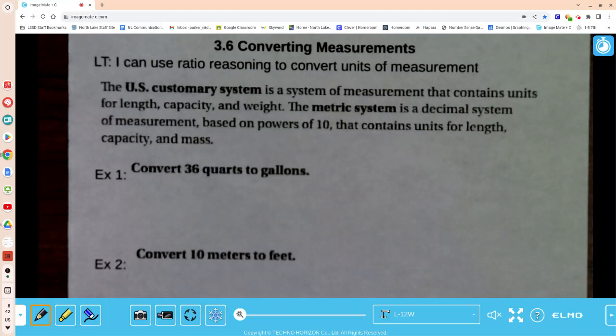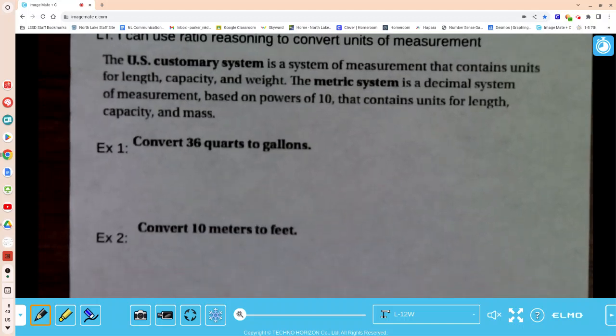So today we're going to talk about how to not only convert measurements within a system, but between the two systems. So if you're driving in Canada and you're coming from the US, our speedometer is going to talk about miles per hour, but you go up to Canada and now it's kilometers. So thinking about how to go between the two different systems as well.